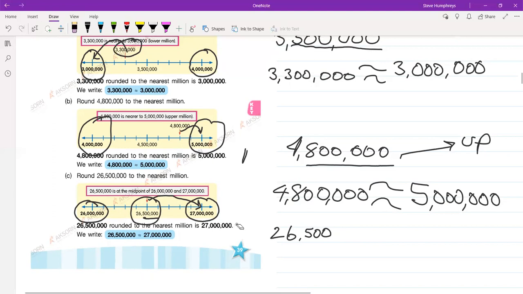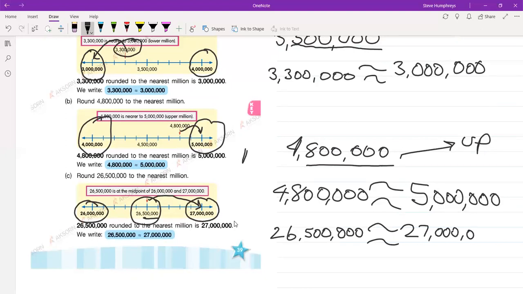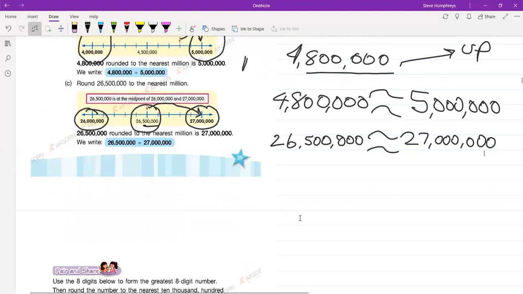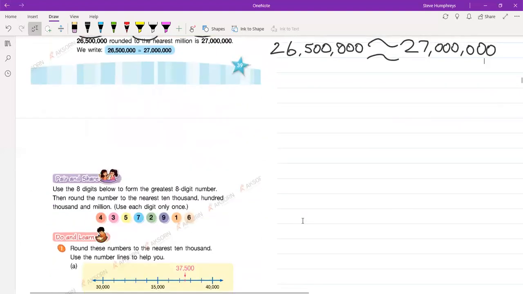Let's select the pen again. 26,500,000, rounded to the nearest million. You'll go to your upper million, 27 million. Okay. Yes, they are big numbers, but use the correct method and take your time. You'll be able to do it.